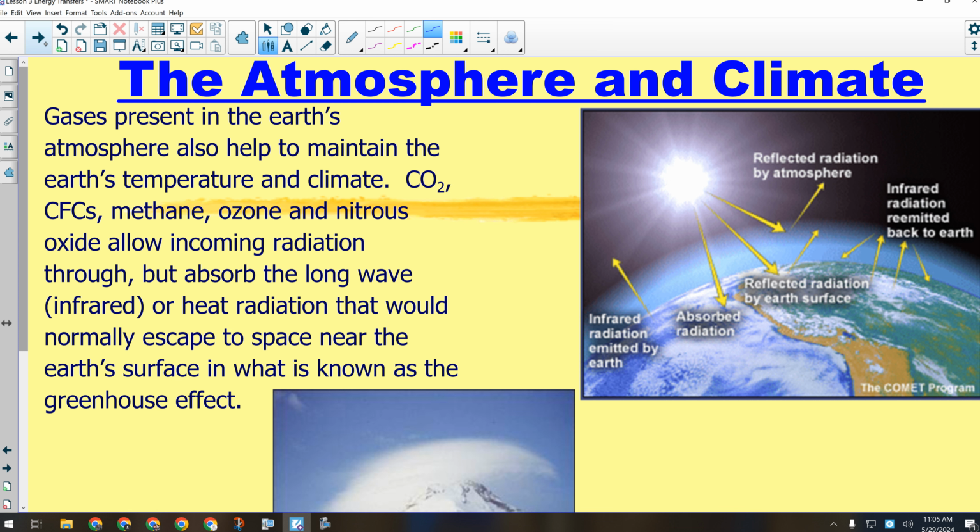So you've got to have that Goldilocks, it's just right kind of amount of greenhouse effect. And that's of course caused by carbon dioxide, we know that. Methane is another greenhouse effect gas. It's produced by bacteria and farts. So it literally is fart gas.